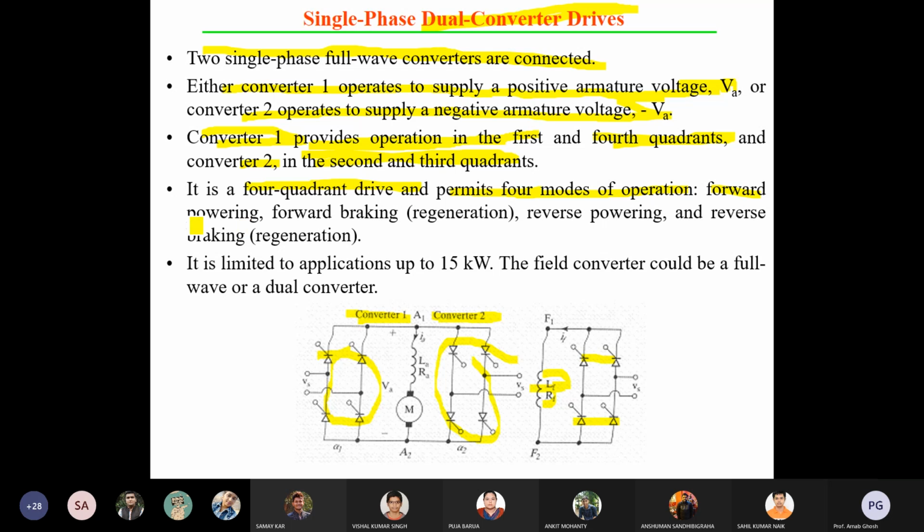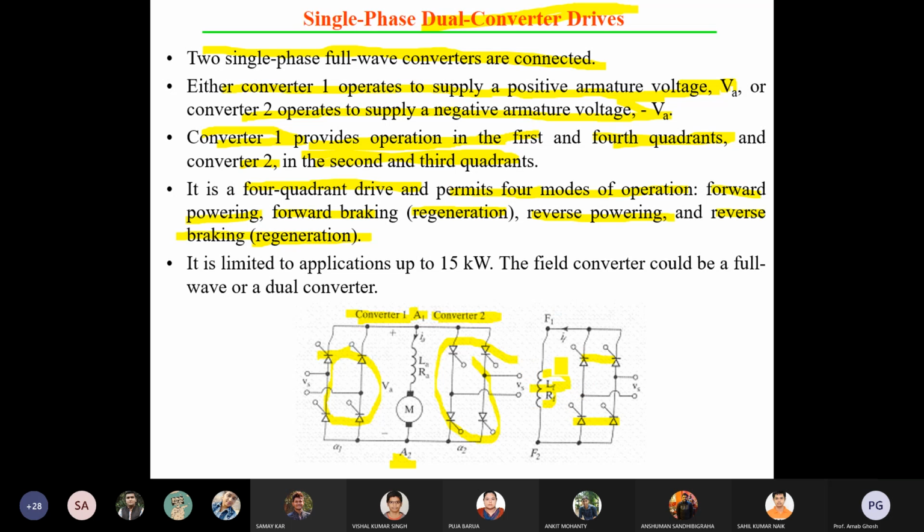Forward motoring, forward braking meaning regeneration, reverse motoring, and reverse braking, which again means regeneration, that is plugging. All the 4 conditions can be satisfied by this converter. And the armature terminal A1 A2 is connected. In any of the cases, the field winding you can see is for the separately excited motor.